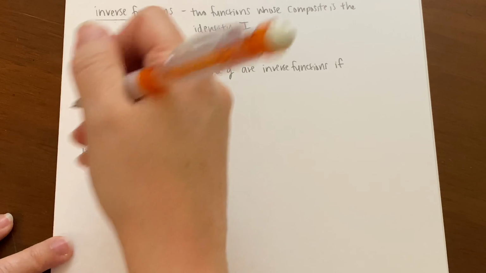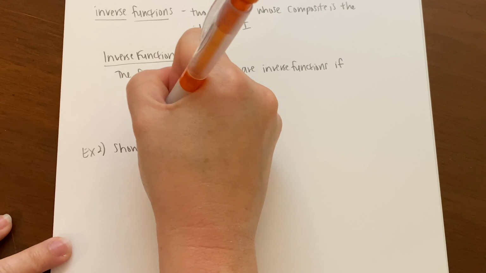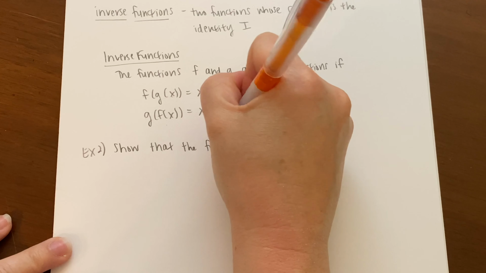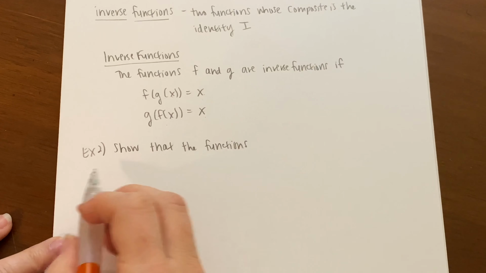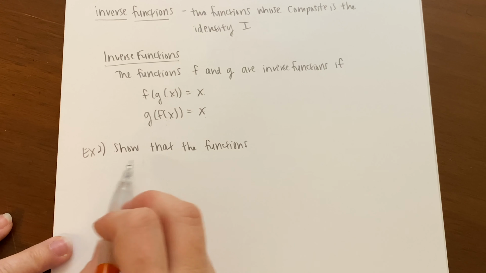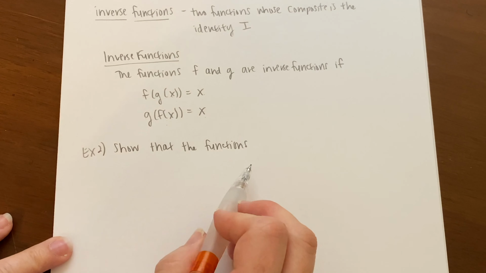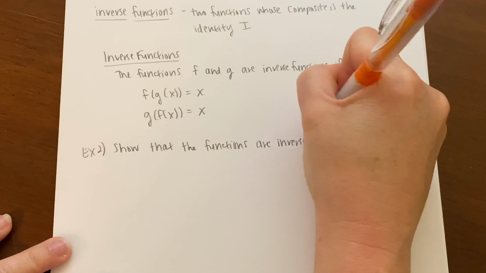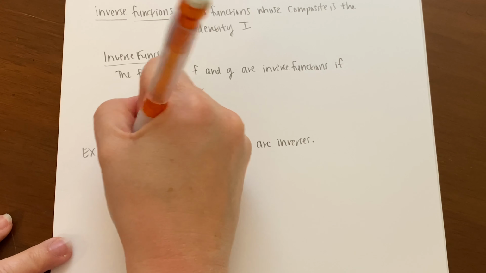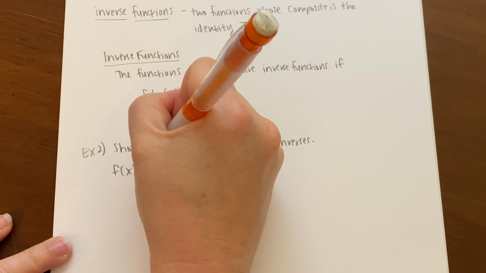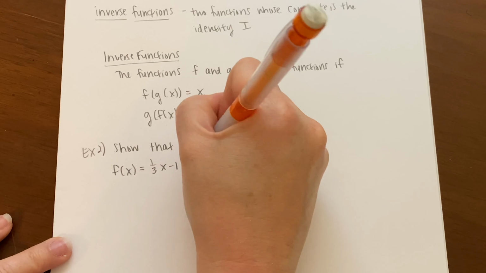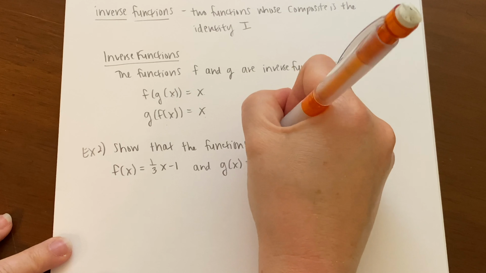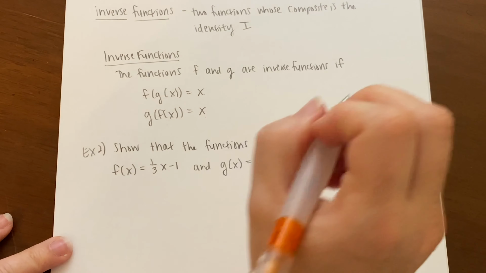So show that the functions are inverses. This is kind of like a proof. Not formal like in geometry, but you're proving something to be true. So show that the functions are inverses. If we have the first function f of x equals 1/3 x minus 1, and our second function g of x equals 3x plus 3.